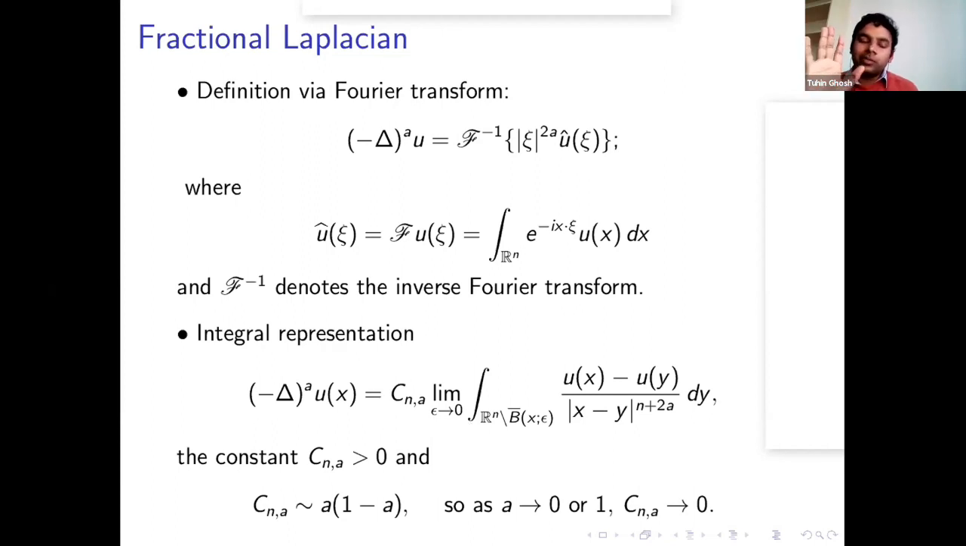So that's the reason I mentioned the role of this constant, and what happens if you make a tend to 0 and 1 in this integral. It is going to blow up. But the constant will take care of that, and ultimately you will get a good thing.